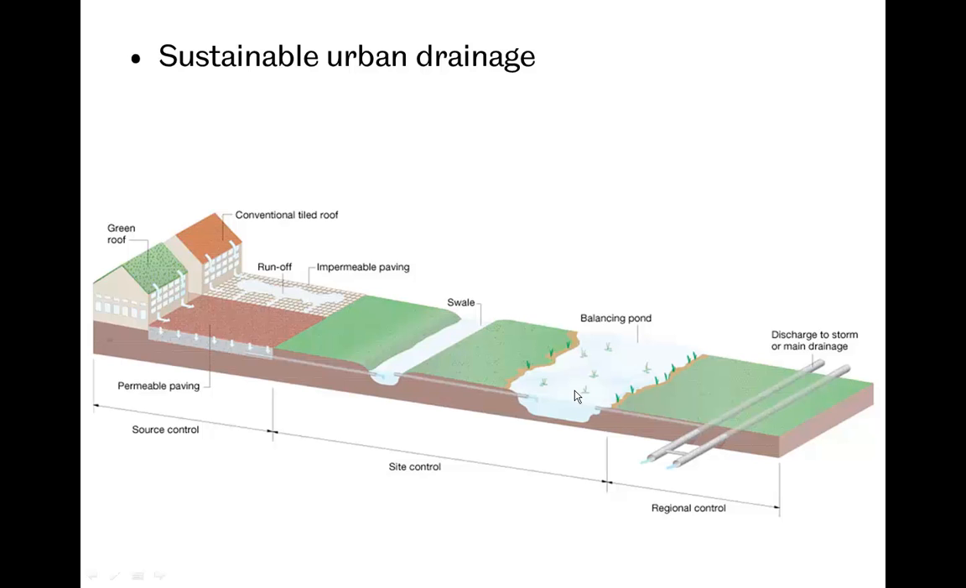And then moving on to that is a balancing pond. So we're talking here about a big body of water, you know, a pond or a lake, something substantial, which has the capacity to change its water level. Okay, so during a drier period, it will be designed so that the water is at a lower level.